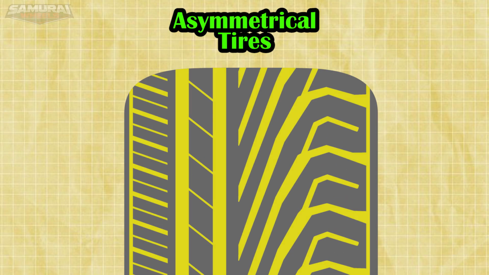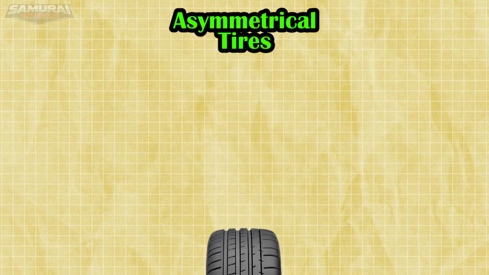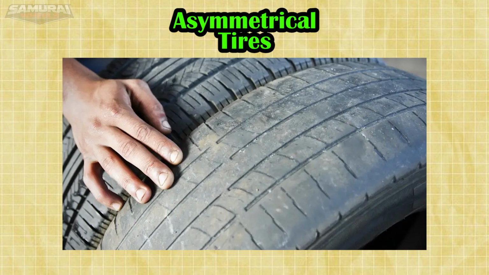Third, asymmetrical tires. Tread pattern: different on inner and outer halves. Outer: stiffer tread blocks for cornering. Inner: grooves for water dispersion. Best for sporty driving, wet and dry performance, and modern vehicles. Marked with inside and outside, must be mounted accordingly. If flipped inside out, performance drops and the tire may wear unevenly.